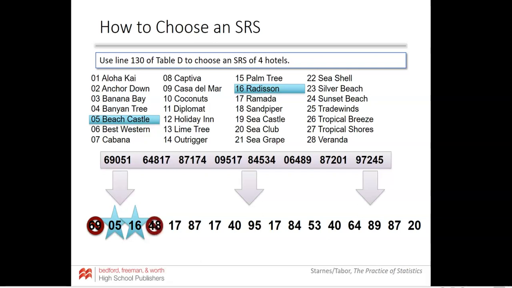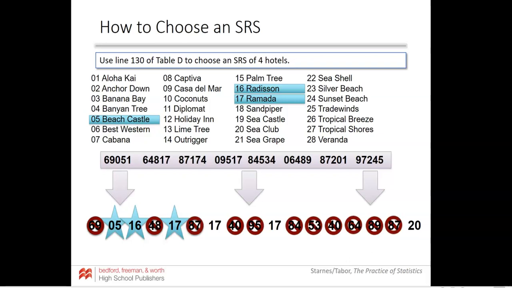That's pretty good. 48 is not on our list. 17 is on our list. 87 is not. 17 is also on our list. But again, we've already counted 17. We've chosen 3 of the hotels. It's one of the 3.